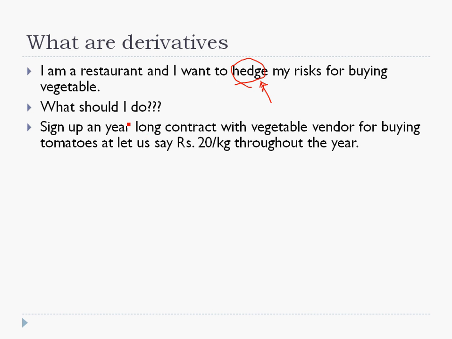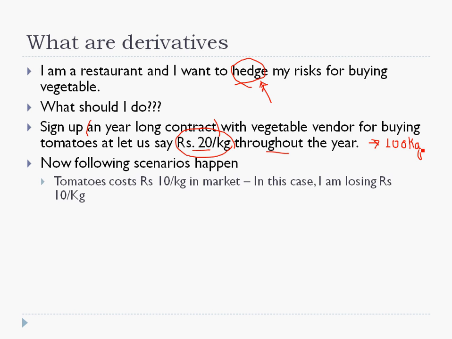Generally what happens in the restaurant industry is you sign a long-term contract, a year-long contract with your vegetable vendors for buying tomatoes at a fixed price. So here the fixed price is rupees 20 throughout the year, right? So you also mention the quantity. For example, you would say that I would buy tomatoes from you throughout the year at rupees 20 per kg, and the upper cap for buying the tomatoes would be, let's say, 100 kgs per day. So that I would define in the contract. So what happens now? Now the following scenarios could happen.